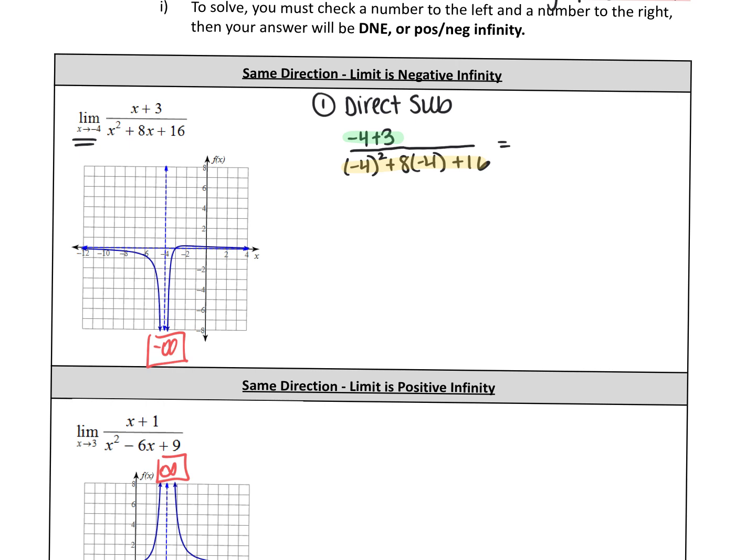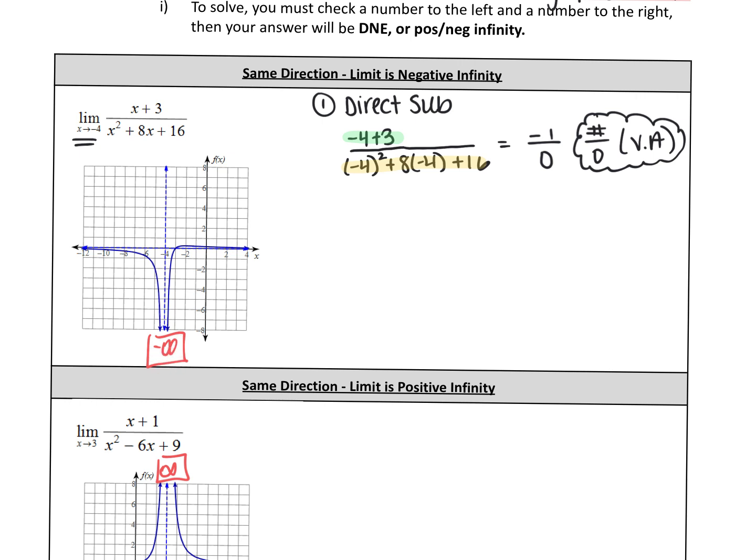All right, so the top, I got -1. And the bottom, I got 0. So look, we've got a number over 0. This means we have a vertical asymptote in the graph. If you didn't have the picture and you just had the equation, you would have to try your direct substitution. You get your number over 0, so you know it's a vertical asymptote.